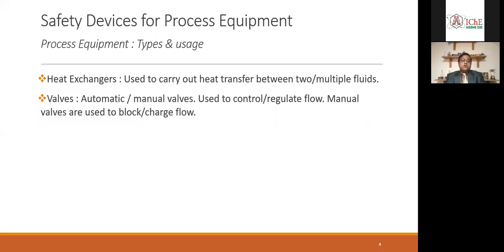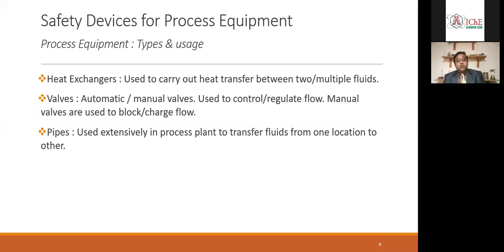Manual valves are simple on-off valves. They are used to block or stop a flow completely, or you start up a certain segment and let the flow in through that. So manual valves are generally isolation valves. They are not supposed to be used to control.